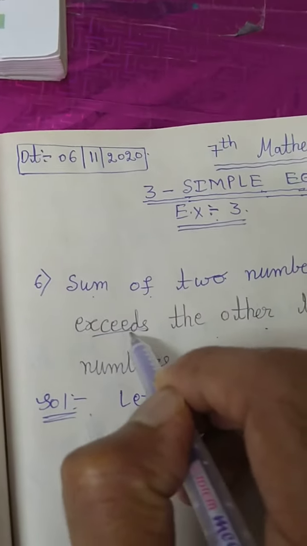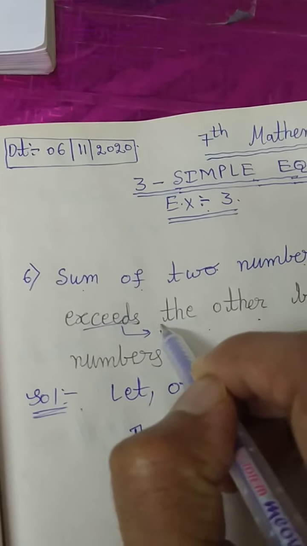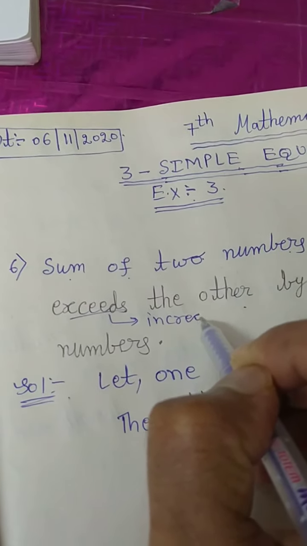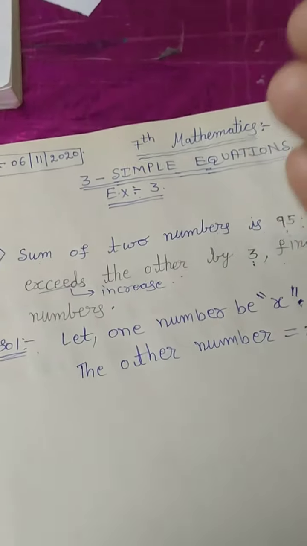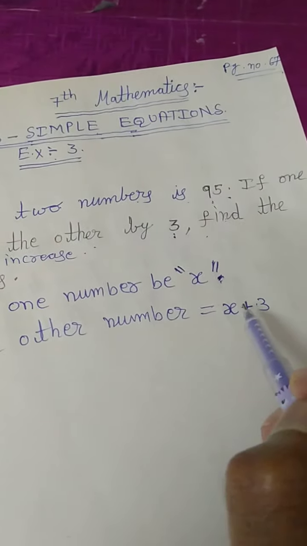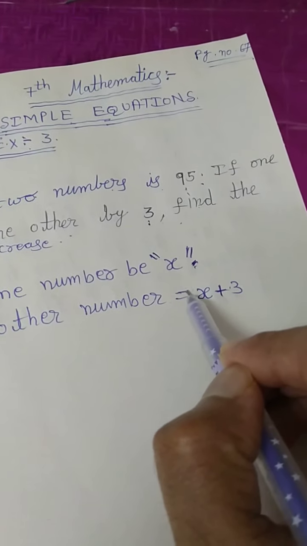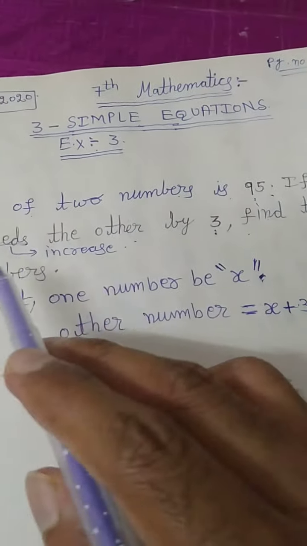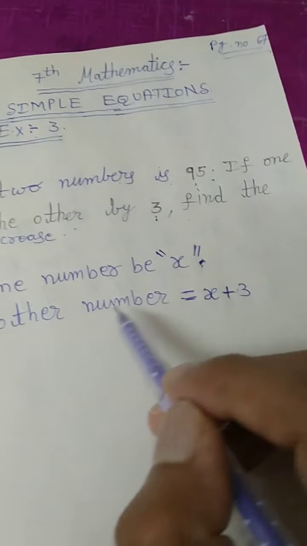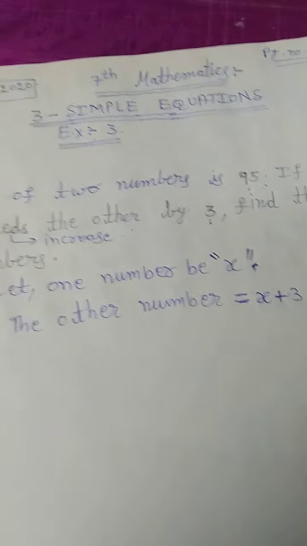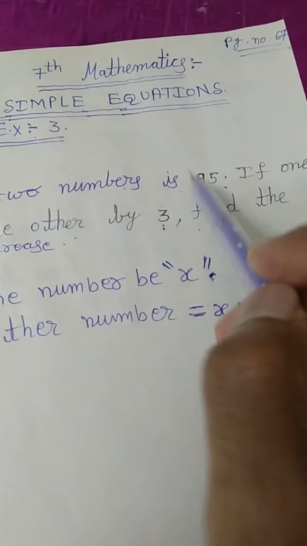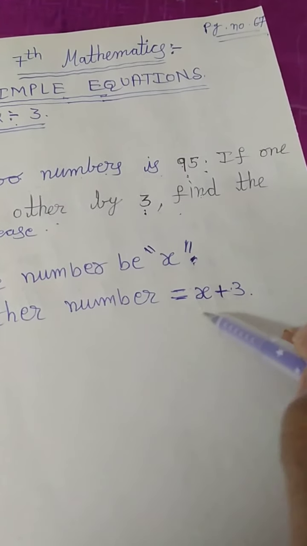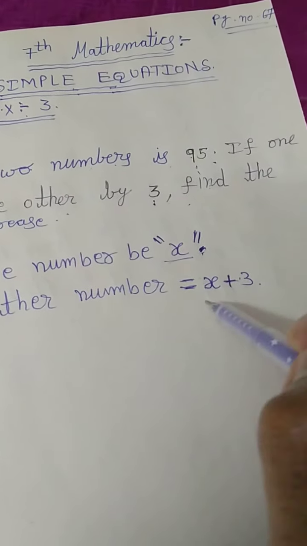If you want, you can mention it with a pencil, children. Exceed means increase. Increase means to increase the height, to grow, to add. So that is increase, that is exceeds. So the other number is exceeding by 3. Here what did he say? Sum of two numbers is 95, he said. That means by adding these two numbers, this is one number, this is another number.